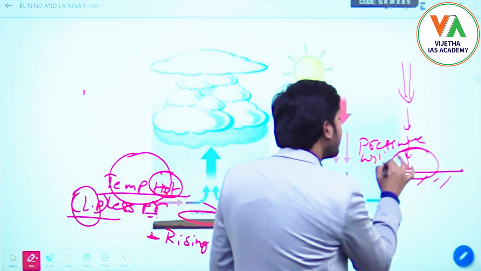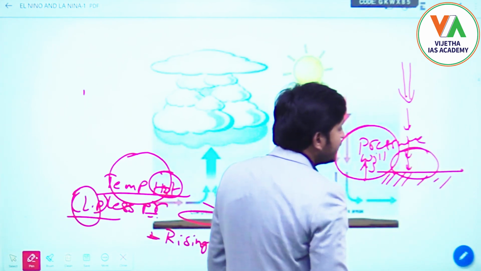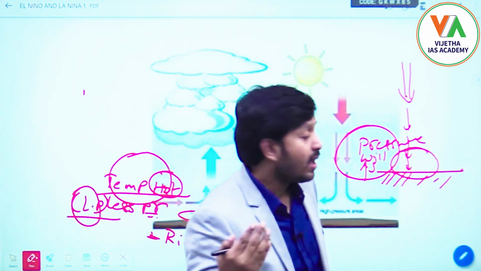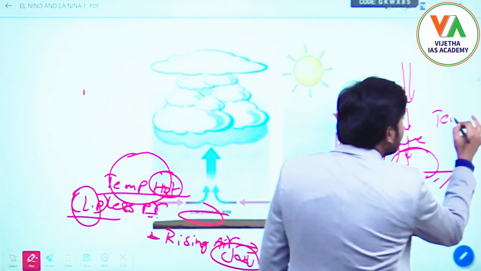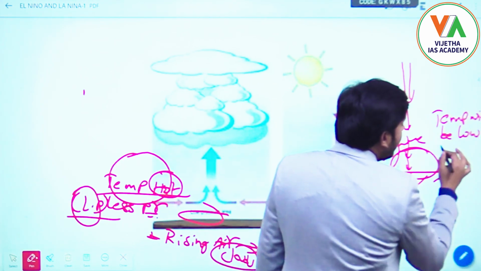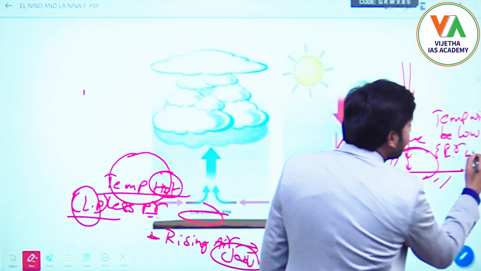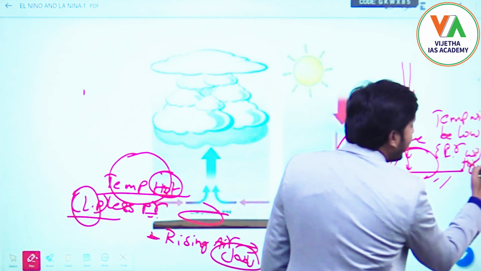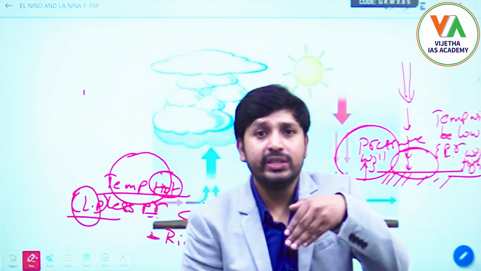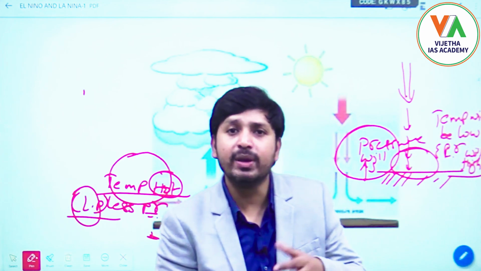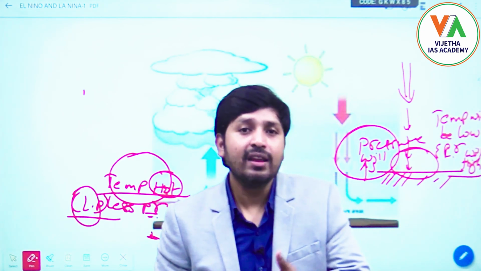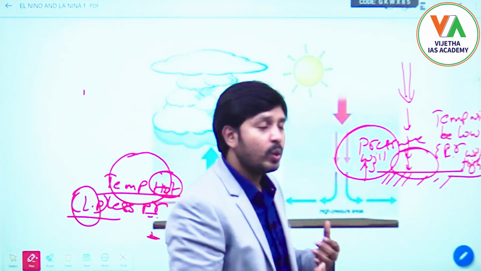Pressure will increase. So if you see, wherever descending air is there, the temperature will be low and pressure will be high. Remember, wherever the descending air is there, the pressure will be very high because a lot of air will start accumulating, and in the process the air will also become cooler and cooler, so the temperature will also become cooler.